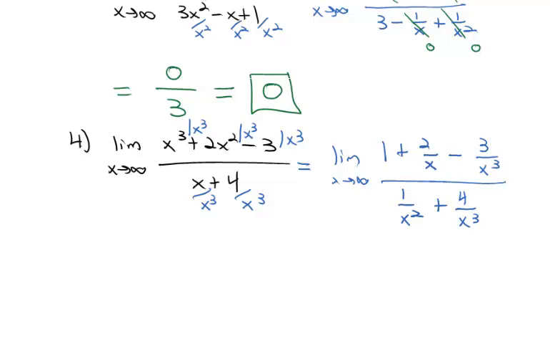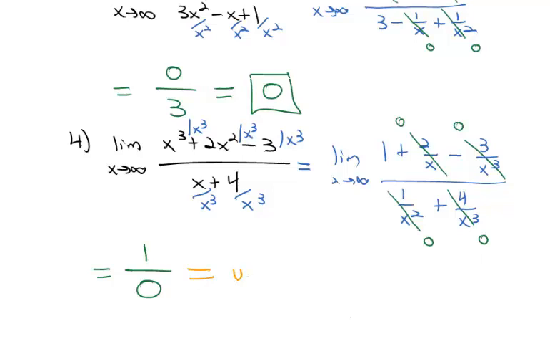Again, we'll notice that any x's in the denominator are going to go to 0. 2 over x goes to 0. 3 over x cubed goes to 0. 1 over x squared goes to 0. 4 over x cubed goes to 0. Which means what we're left with is a 1 in the numerator and 0 plus 0, or 0 in the denominator. But what do we know about 1 divided by 0?